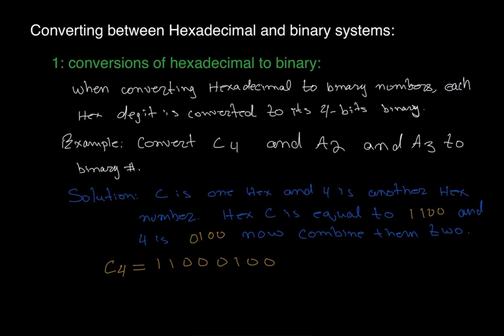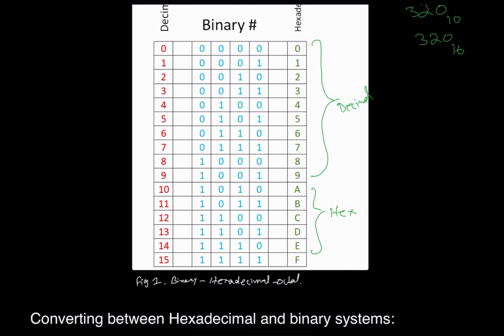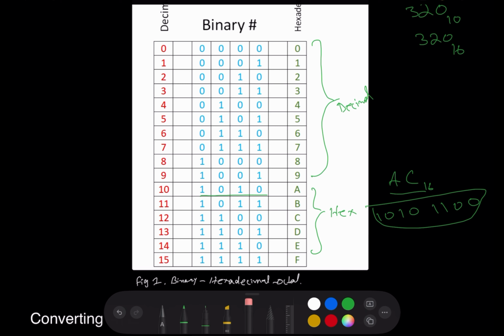When we convert a hexadecimal number to binary, we convert each hexadecimal digit, because each hexadecimal digit represents a 4-bit binary number. For example, A is represented as 1010 in binary, and if you have A and C, for instance, A is 1010 and C is 1100. Combined together, that is AC base 16. That's what we mean when we talk about how to convert this number.